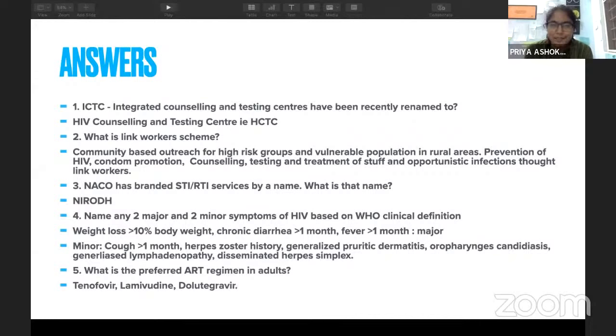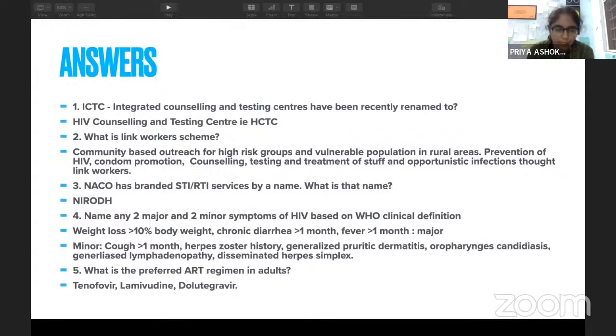Link worker scheme means it's like a community-based outreach. If you identified a village where you have people who are high-risk groups or who are vulnerable, then you try reaching out to them in terms of information, education, counseling, promotion of condoms, testing, and treatment of their condition and opportunistic infections, with the help of link workers. So there are people who will be connecting the healthcare setting to the people. That is why you're calling it the link worker scheme.